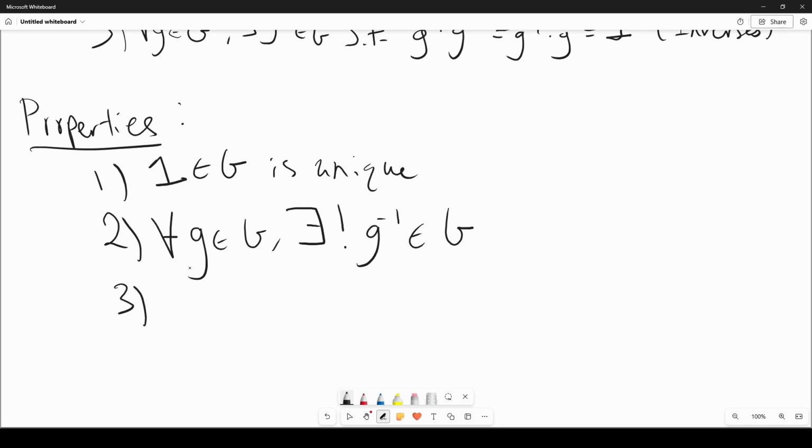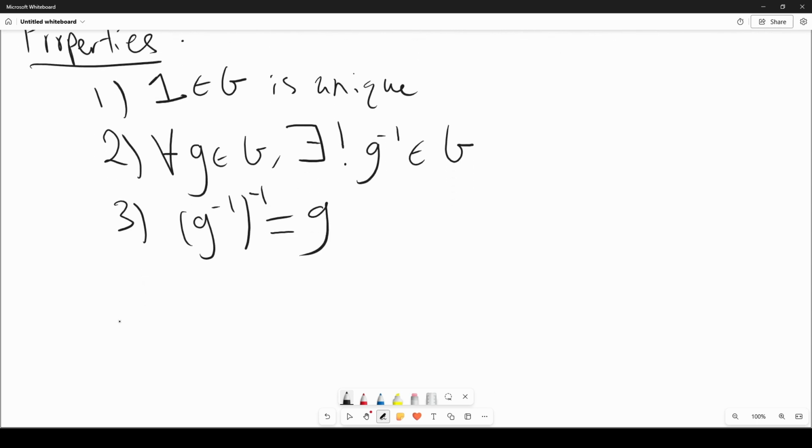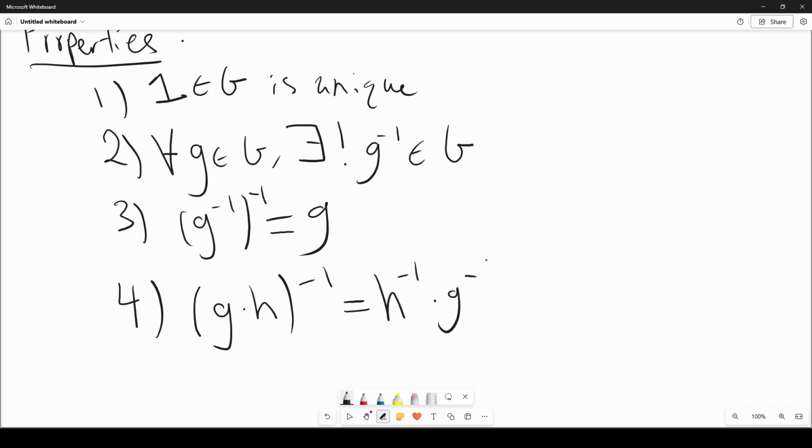Third rule is that, hopefully this is kind of obvious, the inverse of G inverse is G. And then finally, the last one is that the inverse of multiplying 2 elements together is H inverse times G inverse. Hopefully some of these, when you think about them, are relatively straightforward, but we'll prove all of them rigorously.